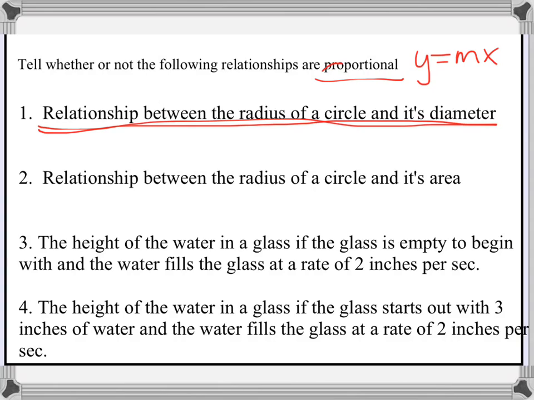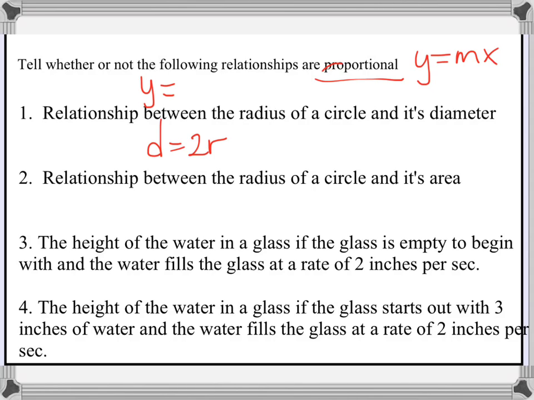Okay, the relationship between the radius of a circle and its diameter. The diameter is always 2 times the radius. So if the diameter is y, that's always equal to 2 times x, if the radius is x. And it looks like this is in the form. The highest exponents that we see are 1s, and one variable is always some number times the other variable. It wouldn't be a proportional relationship if it were diameter equals 2 times the radius plus 4, for instance. But since it's this equation, the answer to this one is yes.